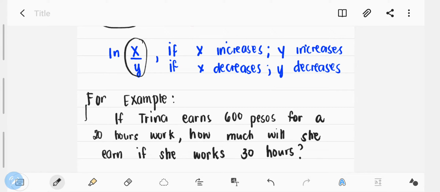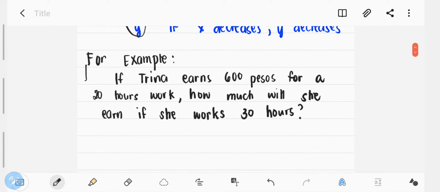One example here is if Trina earns 600 pesos for a 20 hours work, how much will she earn if she works 30 hours? Let's look at the problem carefully. When she worked 20 hours, she earned 600 pesos. If she works more hours, say 30 hours, will her pay increase or decrease? Of course, the more hours you work, the higher your pay. Okay, so this is an example of a direct proportion.